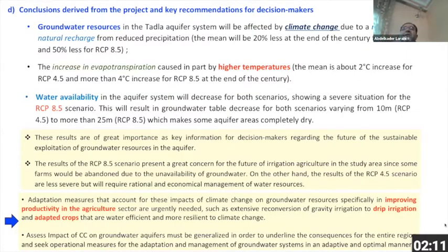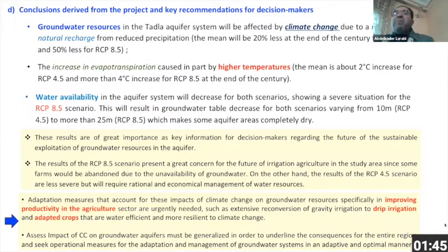So as a result of this presentation, we can conclude that groundwater resources in this aquifer will be affected by climate change due to reduction in natural recharge from reduced precipitation. The mean will be 20% less at the end of the century for RCP 4.5 and 50% less for RCP 8.5.